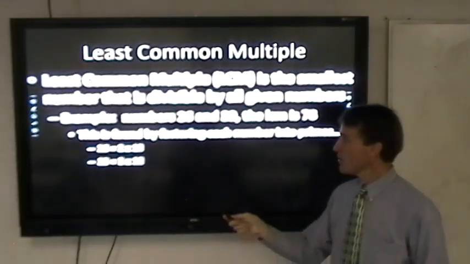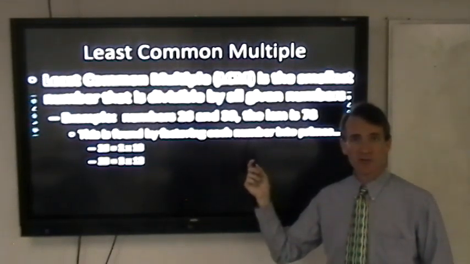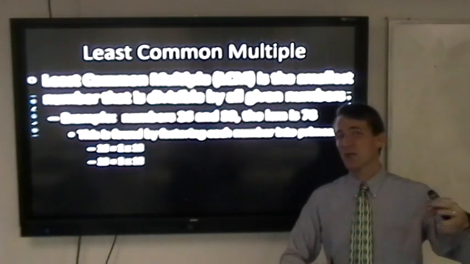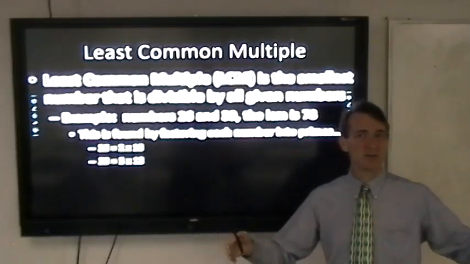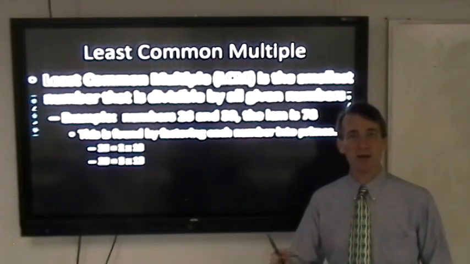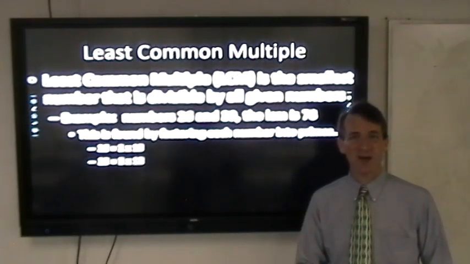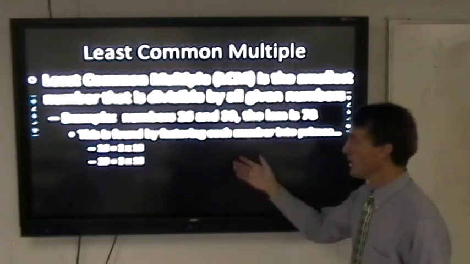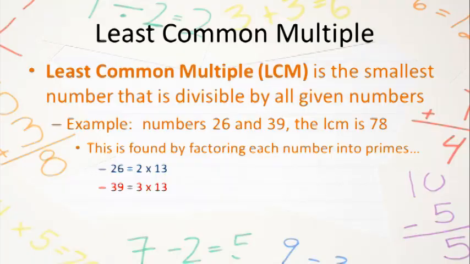You could start out by listing all the multiples, but if we have larger numbers, the least common multiple may be in the thousands, even the millions. And that can take a very long time writing out all these numbers to try to find the least common multiple. So the faster way is to go ahead and do the prime factoring. We have 26, which we already worked out, is 2 and 13. And we have 39, which is 3 and 13.